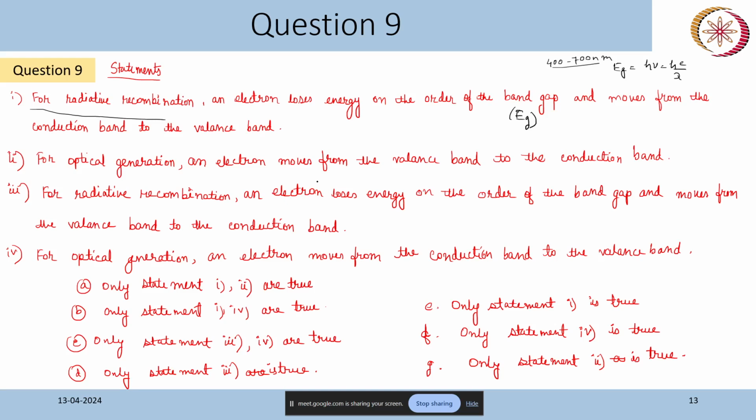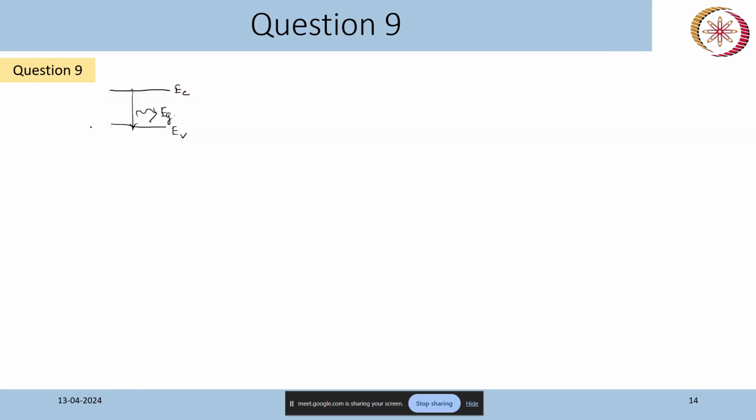An electron moves from the valence band to the conduction band. So this is a generation process. Generation means generation of an electron-hole pair. So in optical generation, an electron moves from the valence band to the conduction band. So these are our two options. So what happens in optical generation?